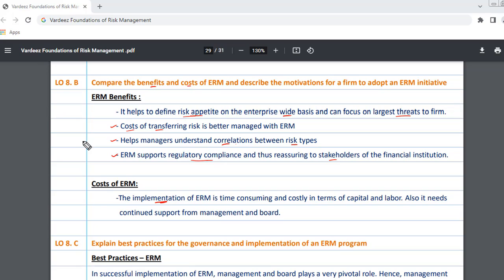See, moving from a traditional silo-based approach to ERM takes time. There's going to be full-level implementation in the organization. So overall, it is time consuming and costly as well in terms of capital and labor. You need human resources involved, so it does take time and it is costly. Also, it needs continued support from the management and board. As I said, for any implementation in the organization, the board and management have a pivotal role to play.